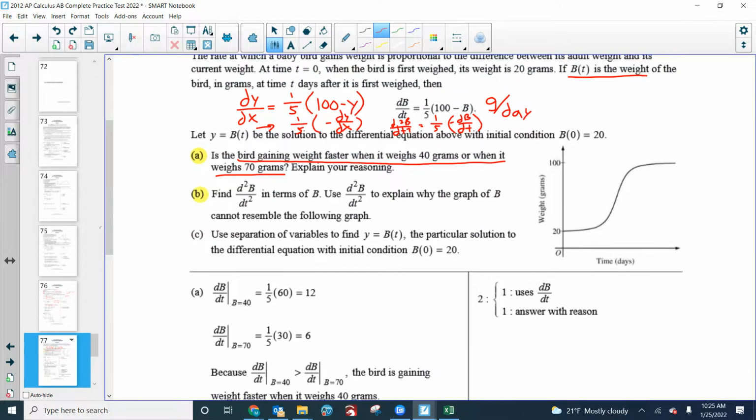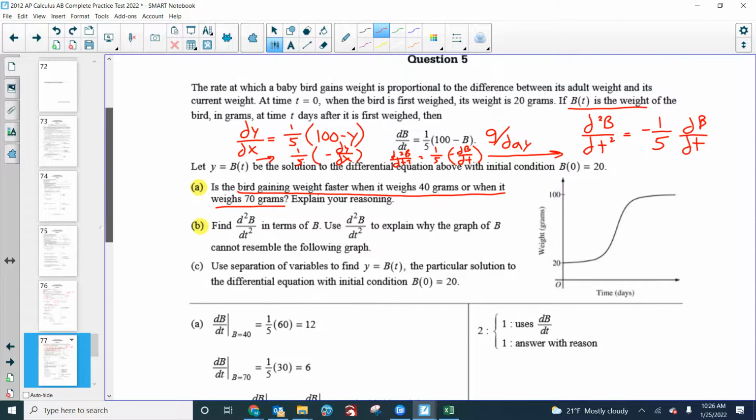What's the question? Use the second derivative to explain why the graph of b cannot resemble the following graph. Well, if the second derivative is negative 1/5 db dt. Let me read the directions again. Okay.